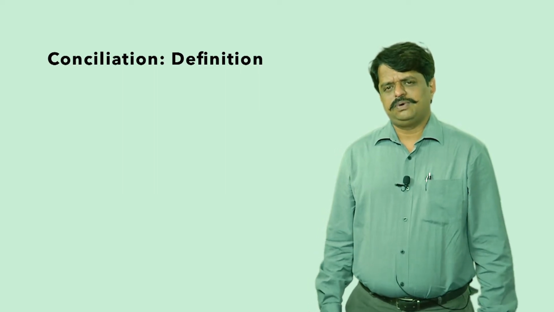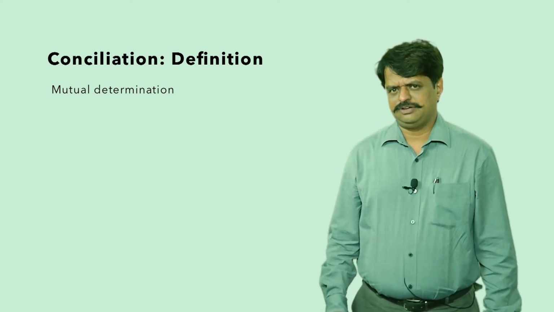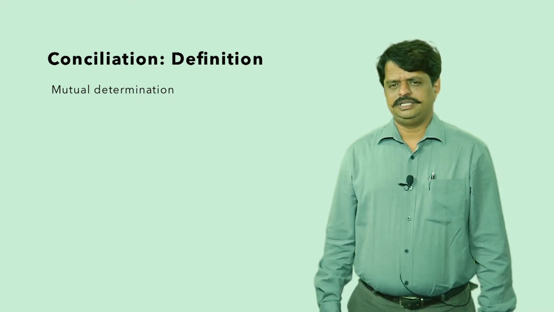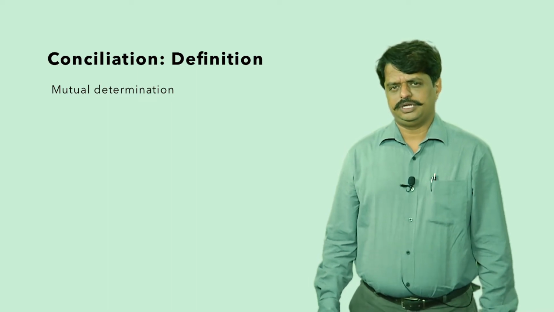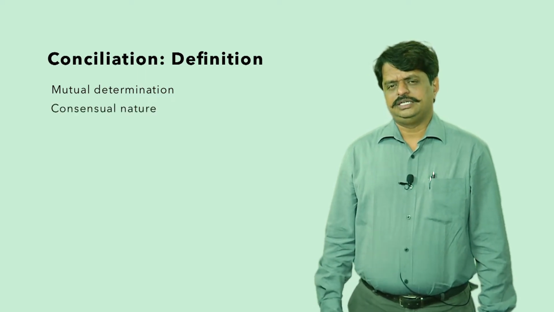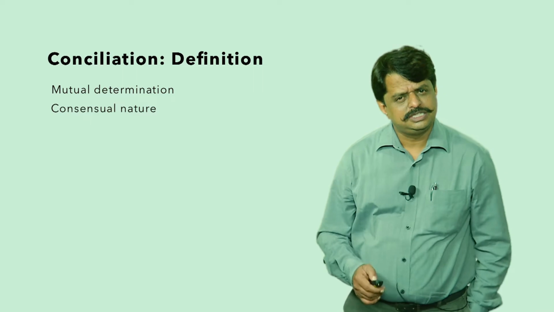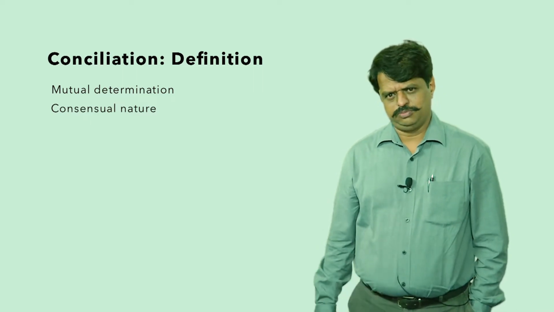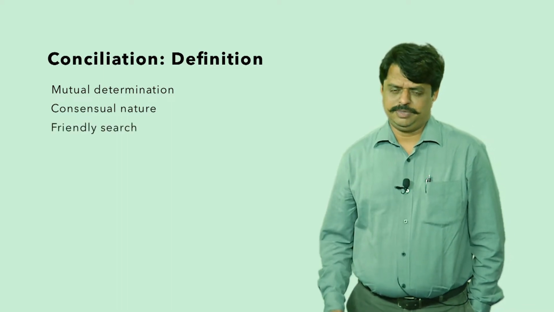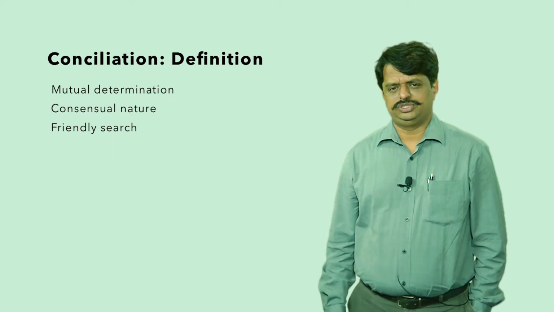Conciliation basically works with mutual determination. Mutual determination means it is not somebody else deciding for the parties, but the parties deciding by themselves, and when parties decide by themselves, they come up with a mutual agreement on the disputed area, and it is consensual in nature. Again, it is not forced upon the parties; they voluntarily agree to it, and if parties are not happy with it, then the parties are allowed to walk out of this whole process. And it is actually a friendly search for an amicable solution. That is what conciliation is about, a friendly search for an amicable solution.